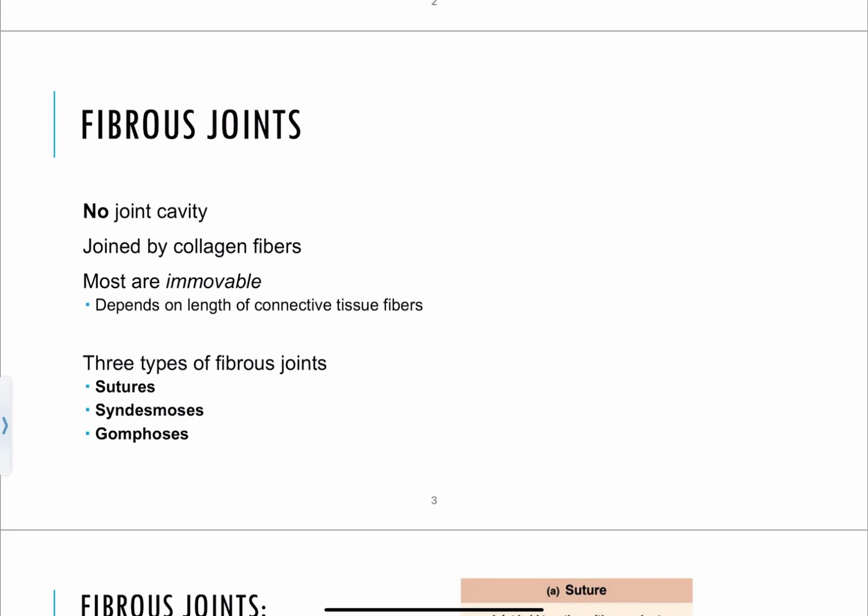Really, though, it's going to be dependent on the length of the connective tissue fibers, or the collagen fibers, that are connecting the bones that is going to determine how movable they are. So they'll either be immovable, synarthrotic, or slightly movable if they're a little bit longer in length, or amphiarthrotic. We have 3 types of fibrous joints. We have sutures, syndesmoses, and gomphoses.